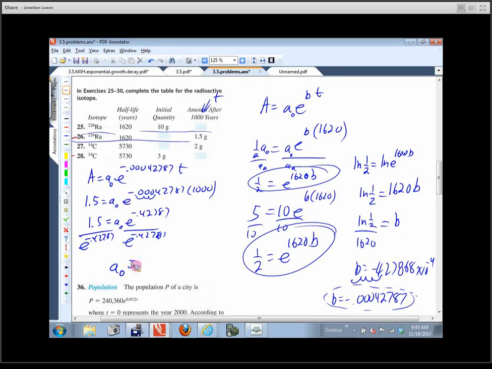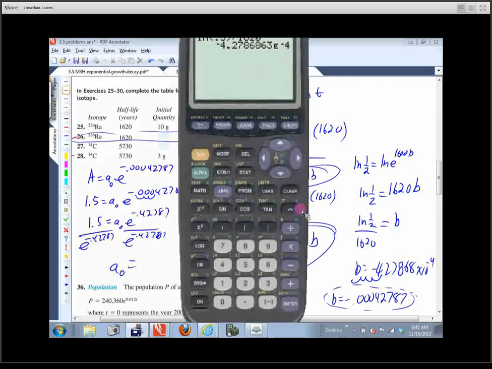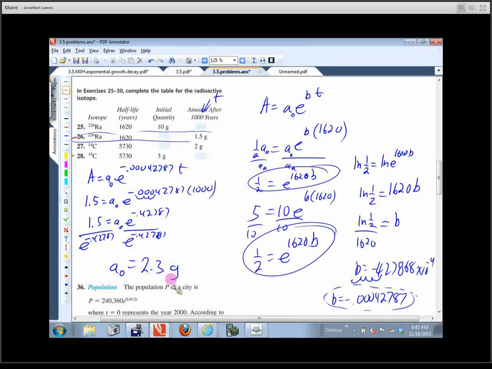So I get A naught equals, let's type that into the calculator and see what we get here. 1.5 divided by, now I think it's a good idea to use parentheses on this one, just in case. So this is exponential base e, and then this is negative 0.42787. Started out with about 2.3. That's what's going to go right here. 2.3 grams to start with. Okay. Any questions?